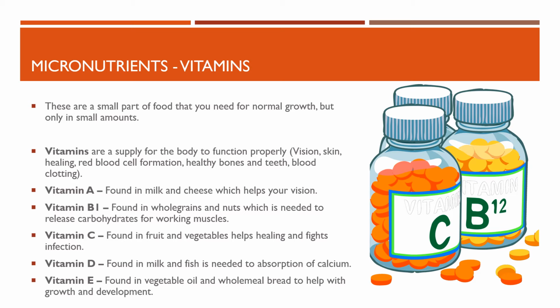So vitamin A is found in milk and cheese. This helps your vision. Vitamin B is found in whole grains and nuts, which is needed to release carbohydrates for working muscles. Vitamin C, I'm sure we've all heard of this one, is found in fruit and vegetables, and helps healing and fight infection. So if you're ill, sometimes someone will say, oh, have an orange. Vitamin D is found in milk and fish and is needed to absorb calcium. Vitamin E is found in vegetable oil and wholemeal bread to help with growth and development. So get those written down, unpause me when you've finished, and then we'll move on to looking at minerals.